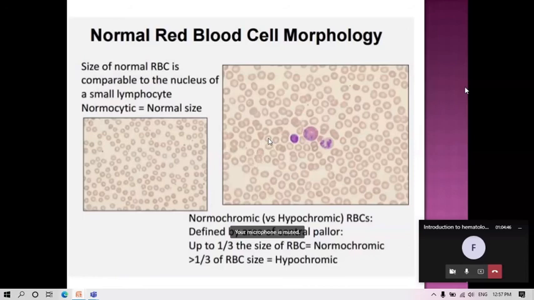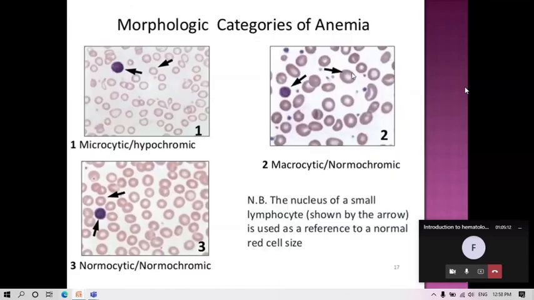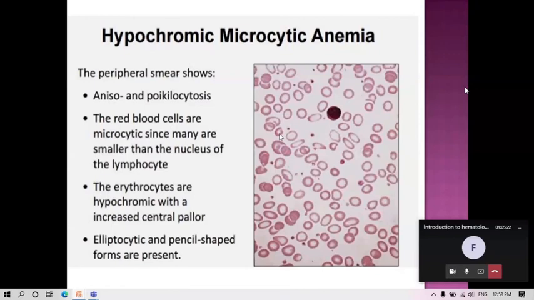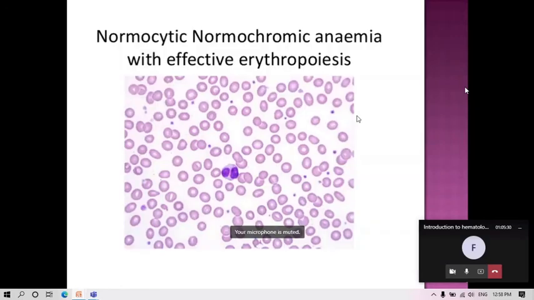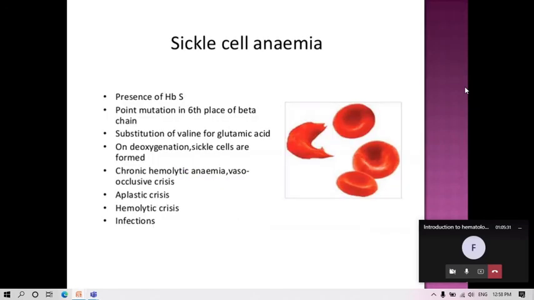Here you can see this is a small lymphocyte, and these RBCs are bigger in size, that is macrocytic. And normocytic normochromic, you can see that this is equal to the size of the nucleus of a small lymphocyte. Here again, this is microcytic hypochromic, this is macrocytic. Here you can see this is a hypersegmented neutrophil. So on the basis of morphology, you can also predict the shape of the RBCs.